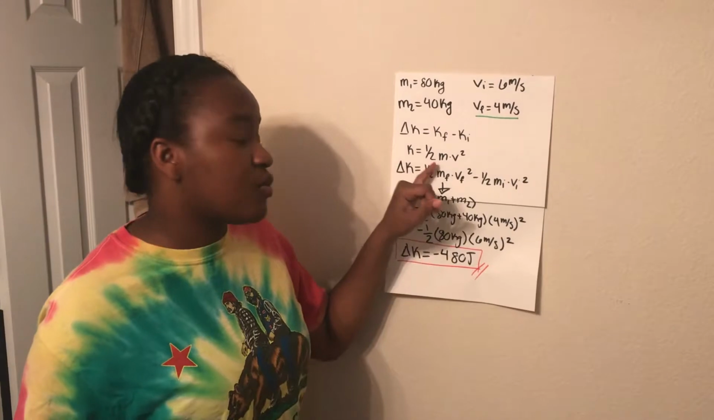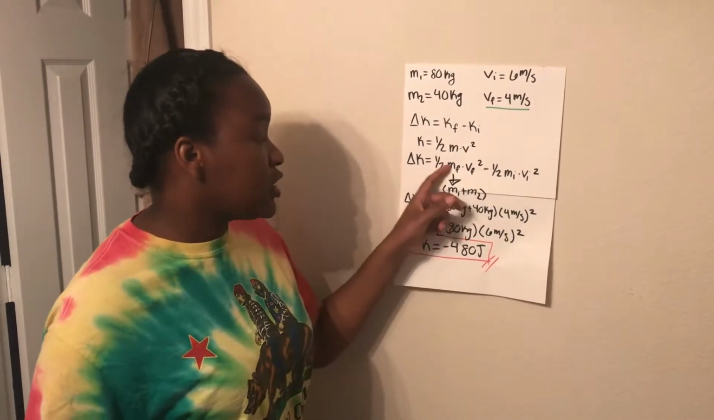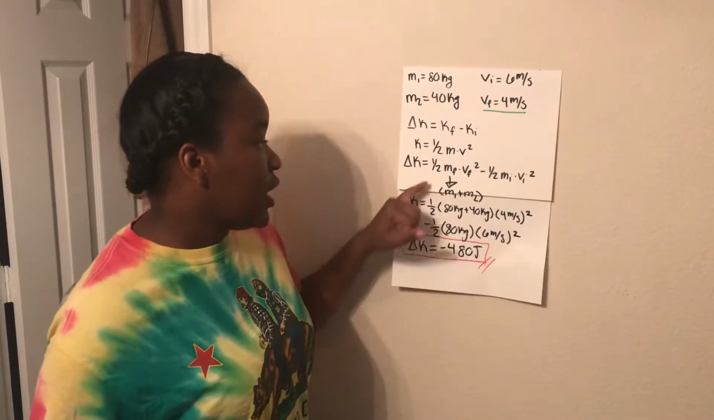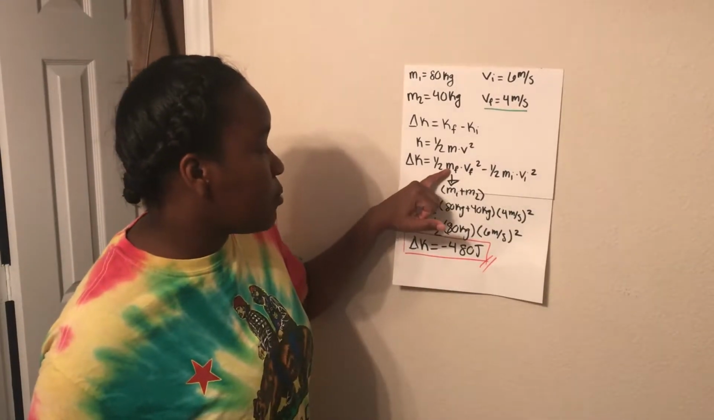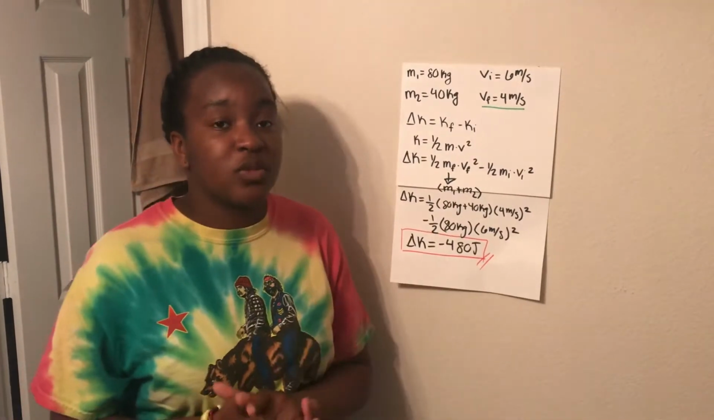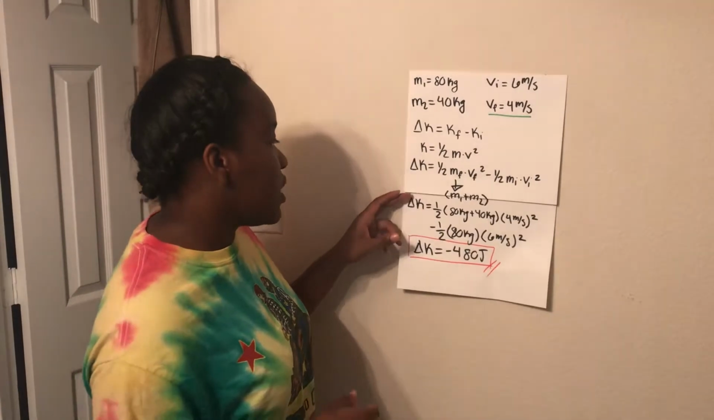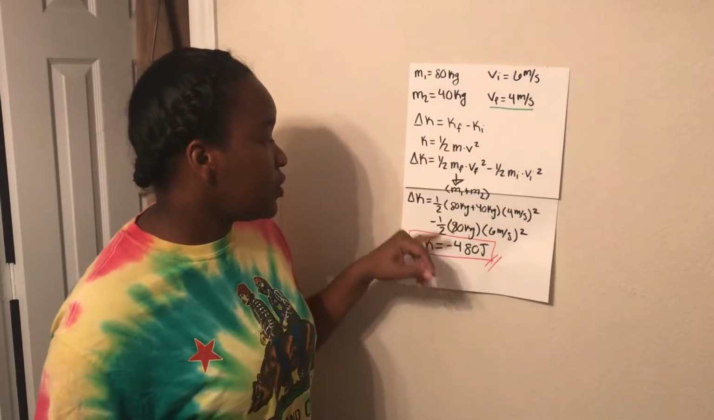And the K equals 1/2 mass times velocity squared. And so now we're going to plug it into the equation. And mass final equals mass 1 plus mass 2 because mass 1 and mass 2 combine together at the end. So now we're going to plug our givens into the equation.